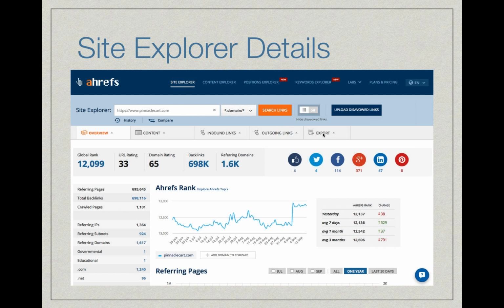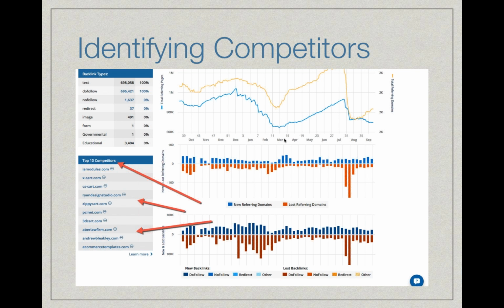Now, you're probably wondering, okay, you've got this data, how's this going to help us? If I'm a shopping cart company and Pinnacle Cart is one of my competitors, how can I learn from studying this competitor? Well, all you need to do is scroll down a little bit on the results of that Site Explorer page, and then you will see this section that I've highlighted here to the left, which is the top 10 competitors. Any domain name that you put in here, it's going to compile a list of your top 10 competitors and specific details about them.